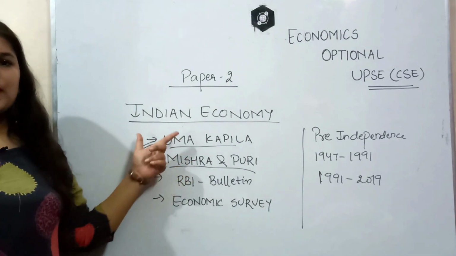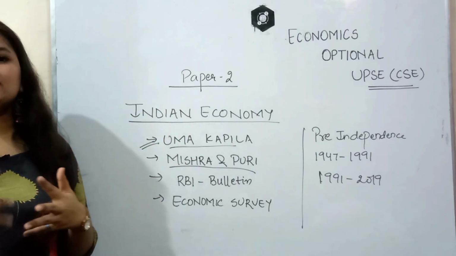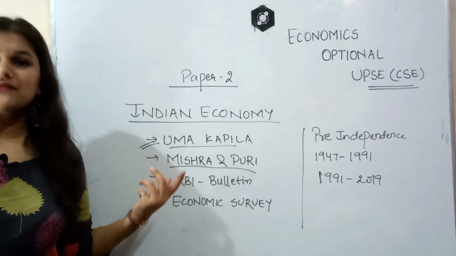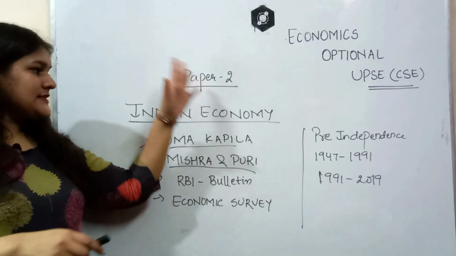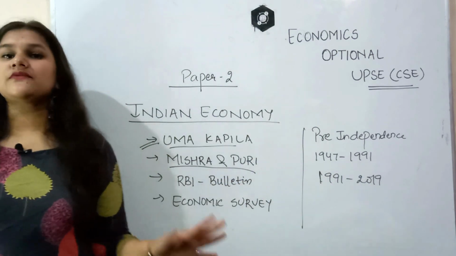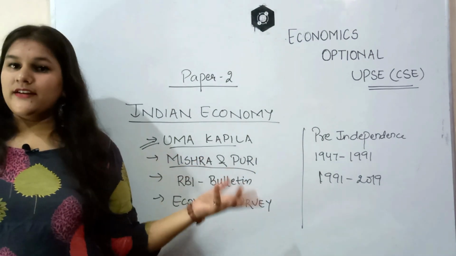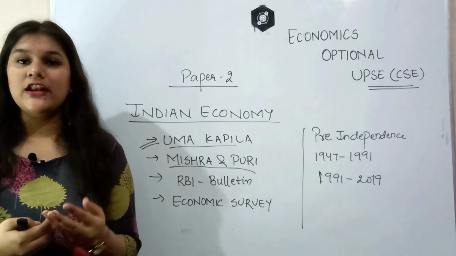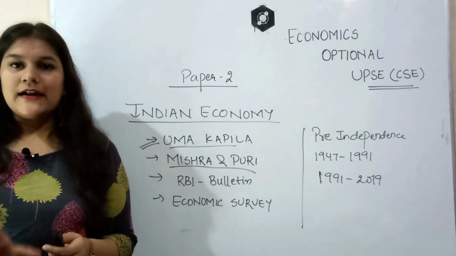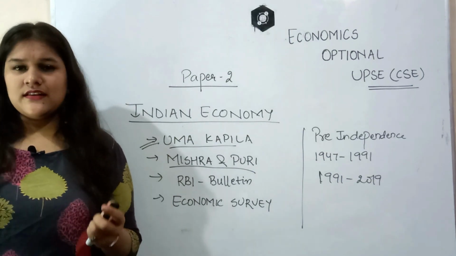Plus the newspaper is very important for this topic because it covers various recent issues like PDS reforms, etc. So this is the basic book list for paper 1 and paper 2 of economics optional. I have simplified it for you. In our next video I will tell you the exam pattern of both the papers in economics optional.